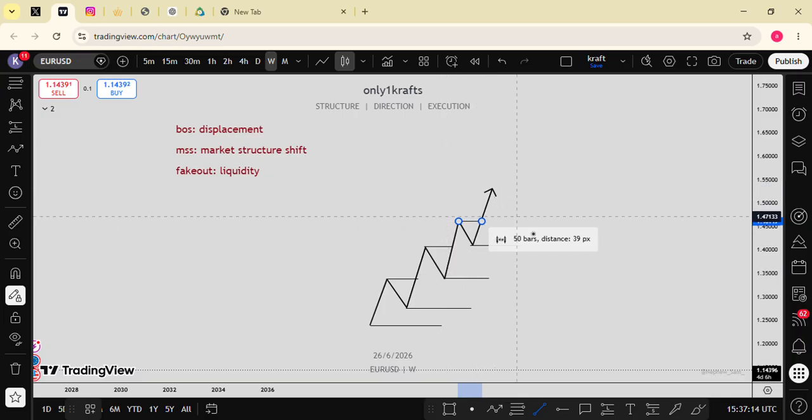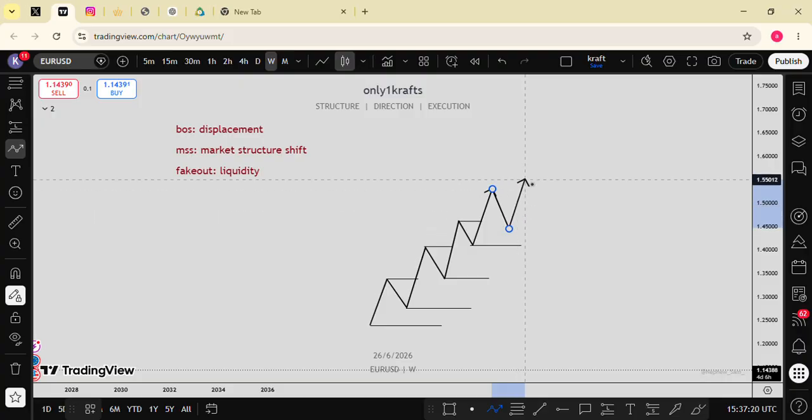We've broken structure to the upside again. So where are we going to come down again? We come downward, and then we buy again.